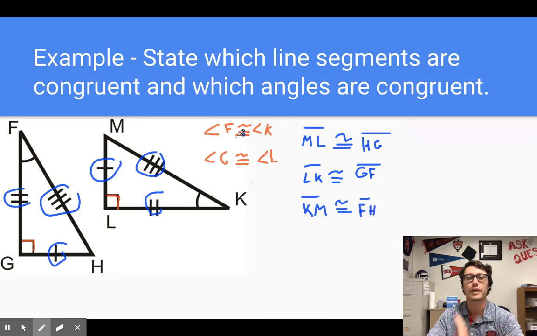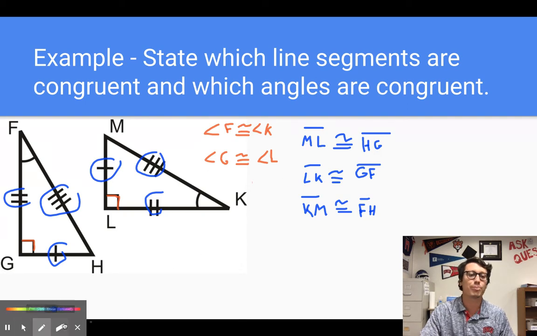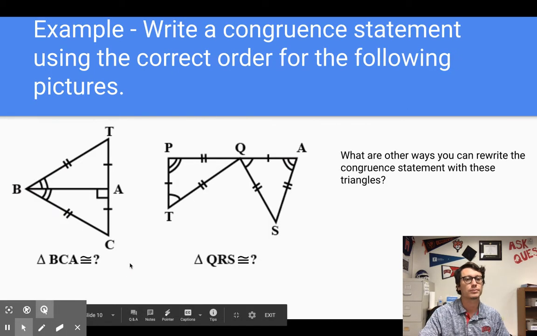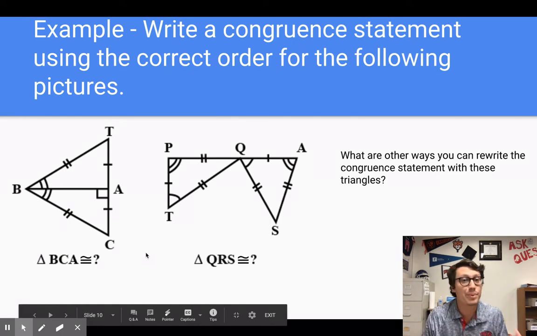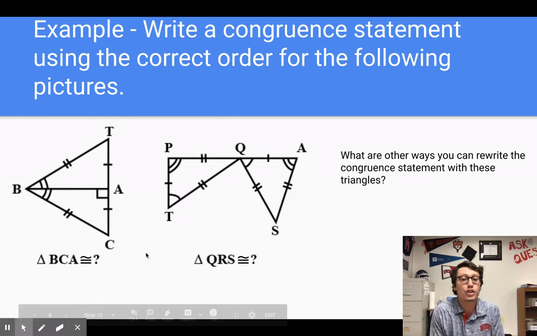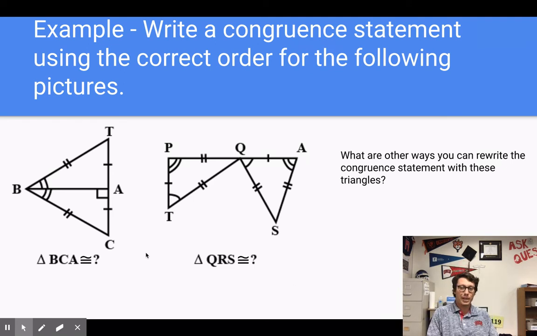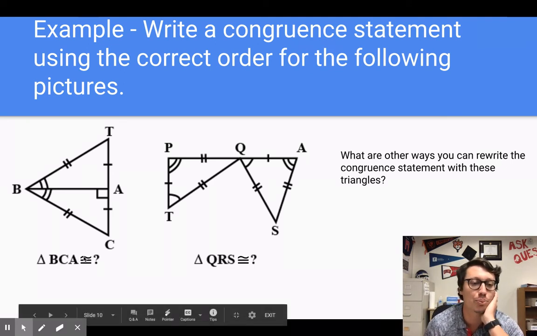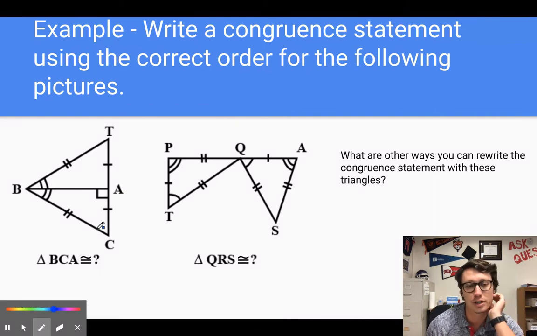There you go, right? So these are the correct and accurate ways to write them. Remember, the corresponding parts have to go in the same order. Okay, same thing happens when we talk about the entire shape. So triangle BCA is congruent to what? Right? We know it's going to be congruent to the other one.